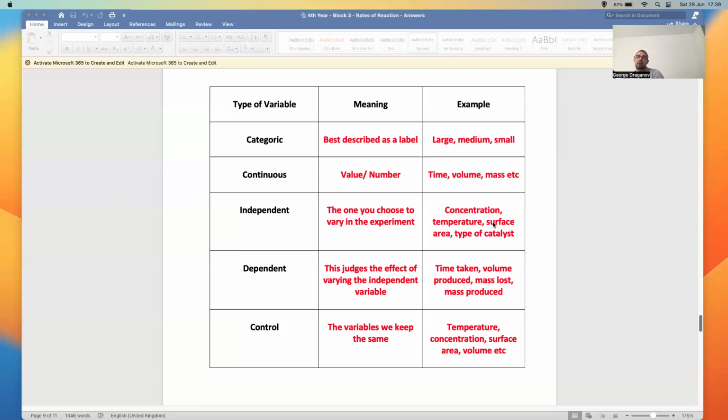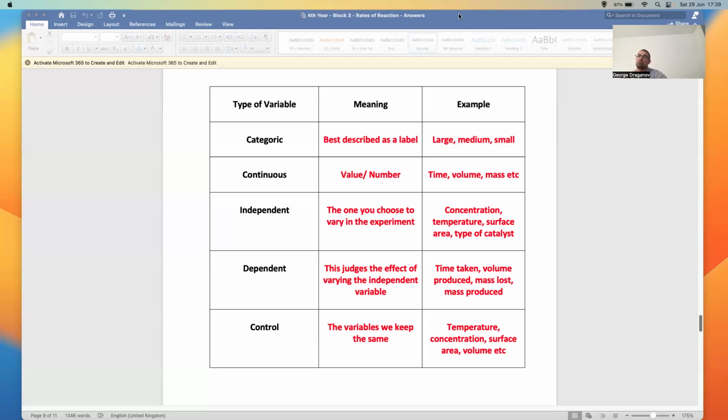So for example, if I'm investigating concentration of hydrochloric acid, just use the marble chips experiment, then you've got to keep everything else the same. So the type of acid needs to be the same. The volume of acid needs to be the same. The temperature and the surface area need to be the same.